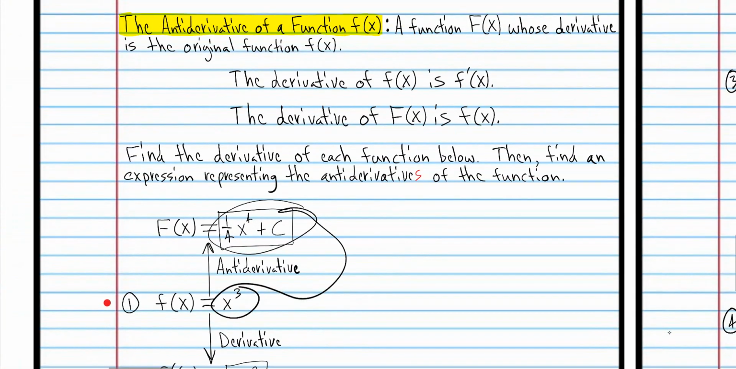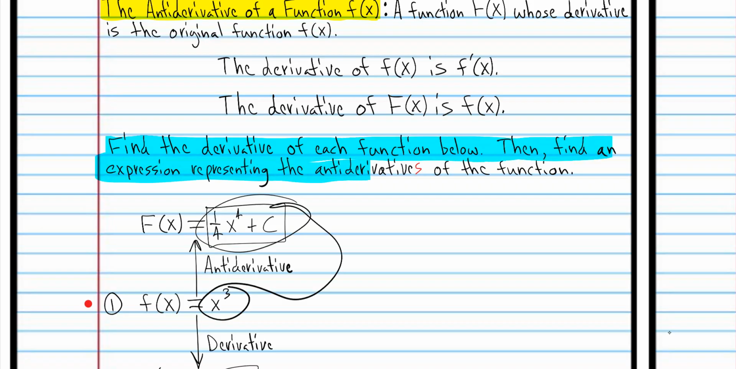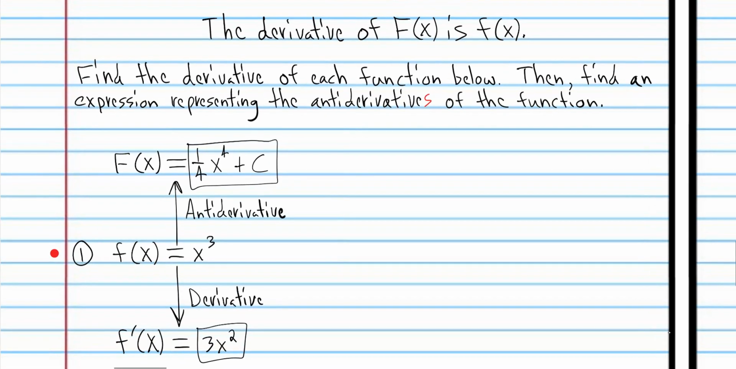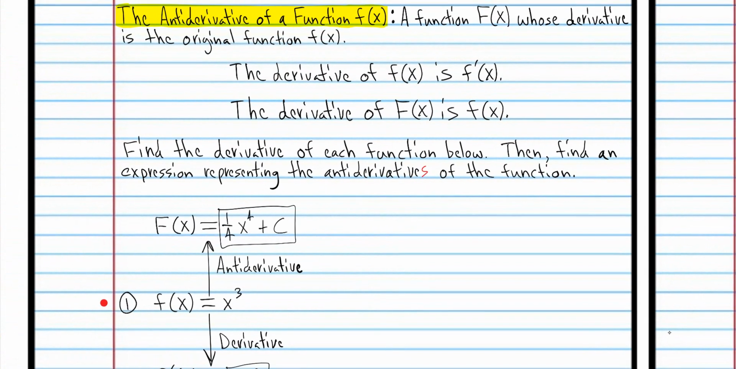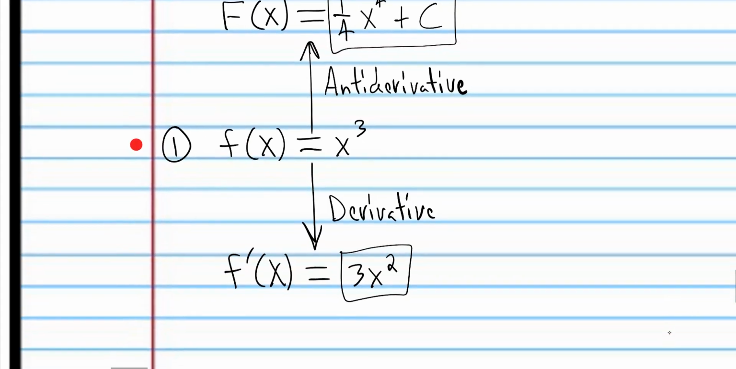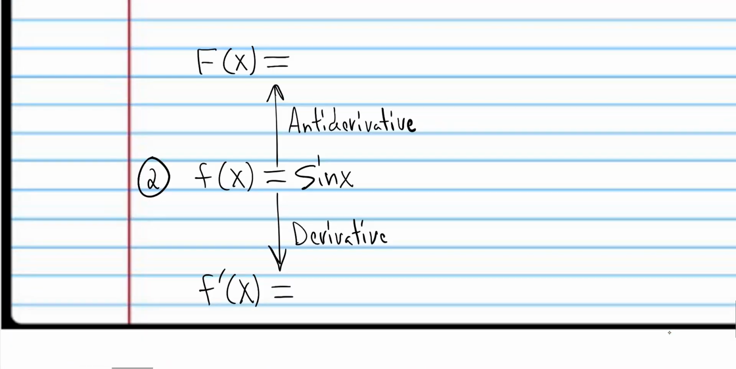So that's why we're asked in this problem to find the derivative of each function and then find an expression representing the antiderivatives of the function. So there's actually more than one antiderivative. There's actually an infinite number that you could find. And notice that we use a capital F for the antiderivative. Okay, so if lowercase f is used for the original function, then f prime is the derivative, and uppercase F is the antiderivative. All right, so let's try another one of these.